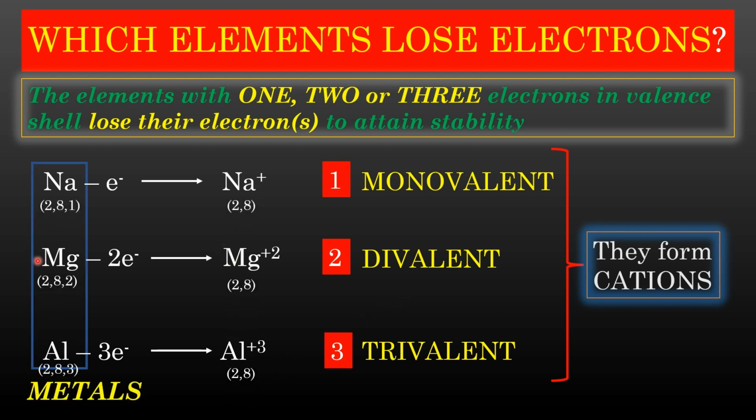So which lose electrons? You can see sodium, magnesium, aluminium, all of them are metals. And you can see the electron configuration for the ions is 2, 8, meaning it has the electronic configuration of the nearest noble gas, that is neon. Hence these ions are stable.